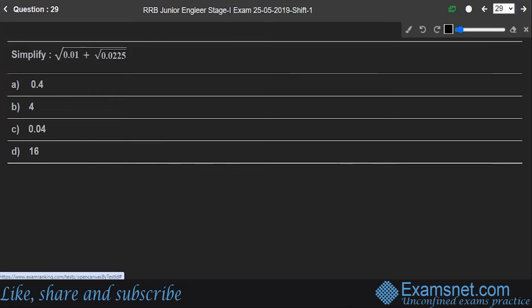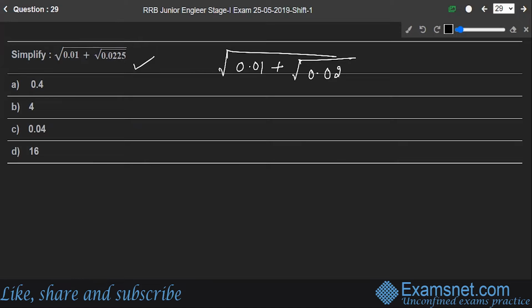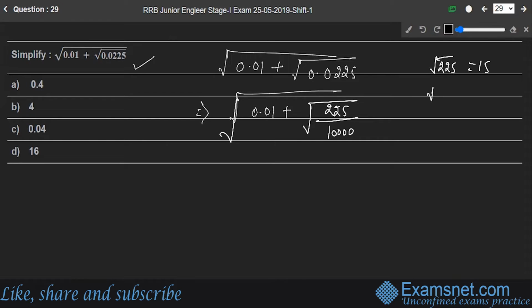Hope you understood. Let's move to the next question, number 29. So you have to simplify this one. 0.01 plus root of 0.0225. Now this can be written as root of 0.01 plus root of 225 upon 10,000. This can be written like this, correct? You know, root of 225 is equal to 15 and root of 10,000 is equal to 100.